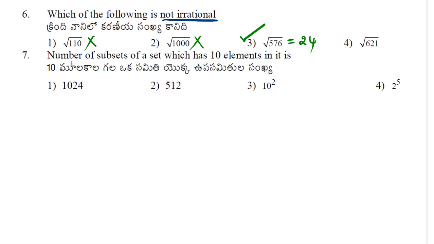Seventh problem. Number of subsets of a set which has 10 elements in it is. The formula to find out the number of subsets is 2 to the power of n. So here in this case the number of elements equals 10. So 2 power 10. If you find out the value of 2 power 10, it will be 1024. So the answer is the first one. Let's go to next one.